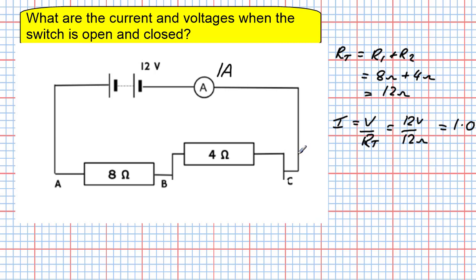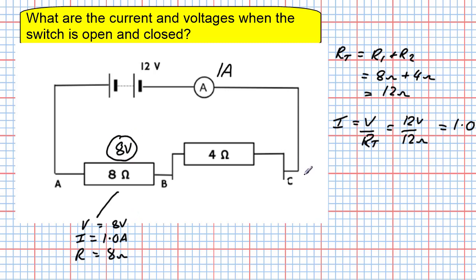What will be the potential differences across each resistor? Well, we can look at them in turn. For the 8 ohm resistor, our characters are V, I and R. We know the current going round the circuit is 1.0 amps. We know the resistance is 8 ohms. So we can simply say V equals IR. So 1 times 8 gives us 8 volts. So we're going to get a potential difference across AB, the 8 ohm resistor, of 8 volts.